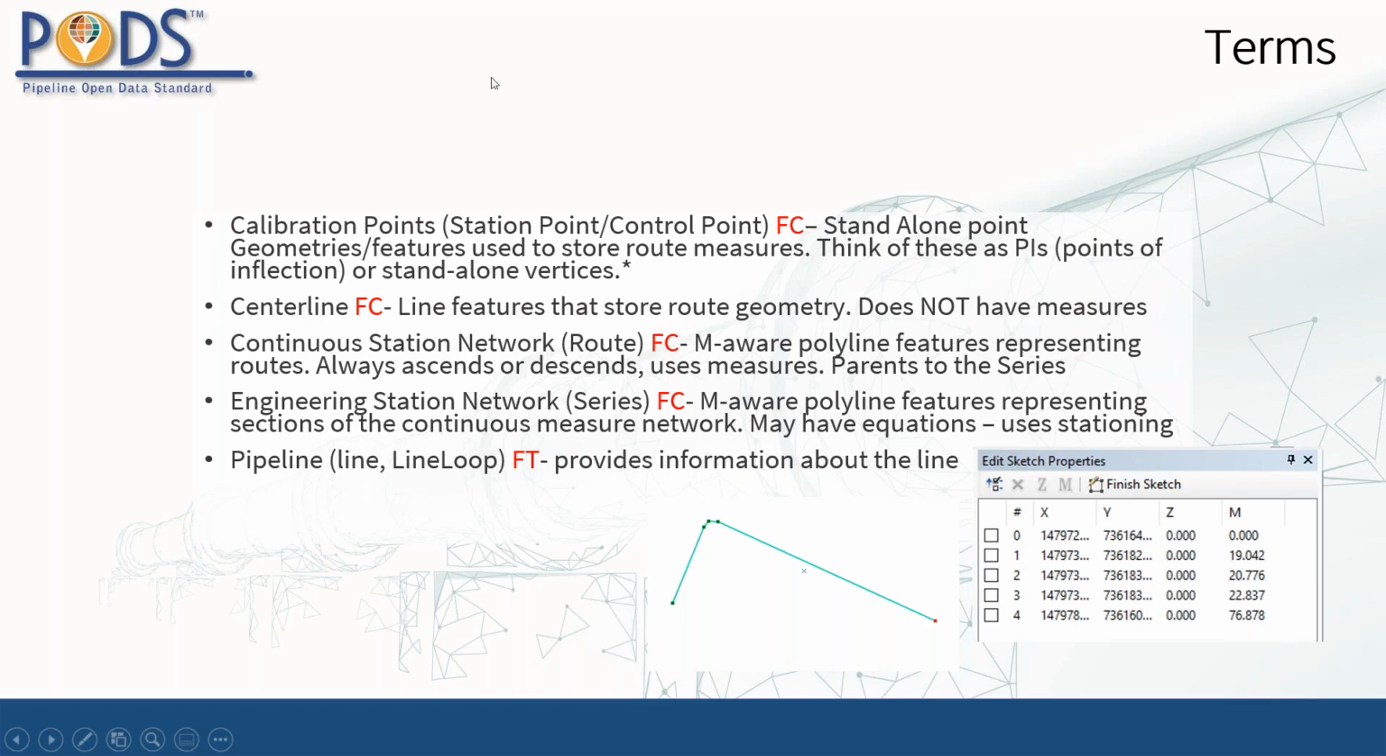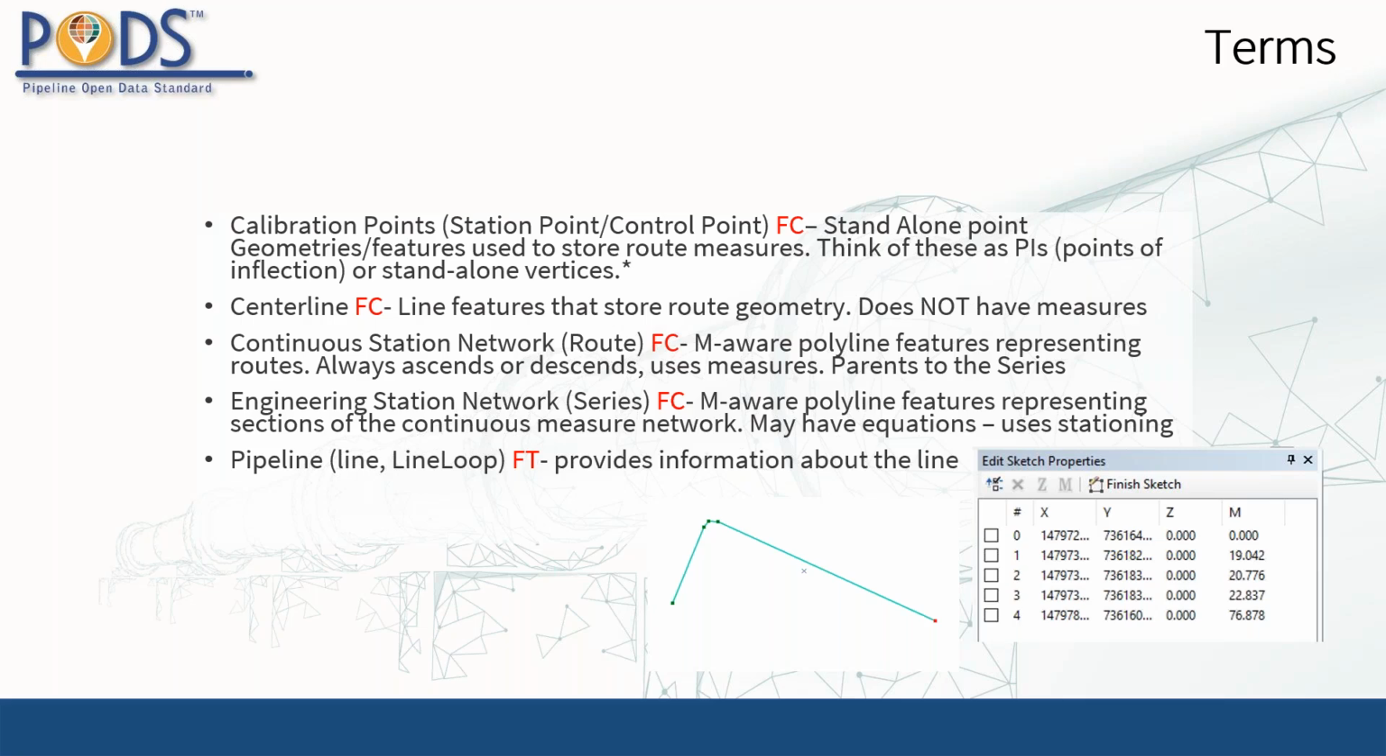So first of all, in PODS 7, we have feature classes called calibration points. In PODS 6 or PODS Spatial, these are known as station points or control points in previous PODS versions. Calibration points in PODS 7 is really a combination of the two. So they're standalone point geometries or features used to store route measures. I like to think of these as points of inflection or standalone vertices.